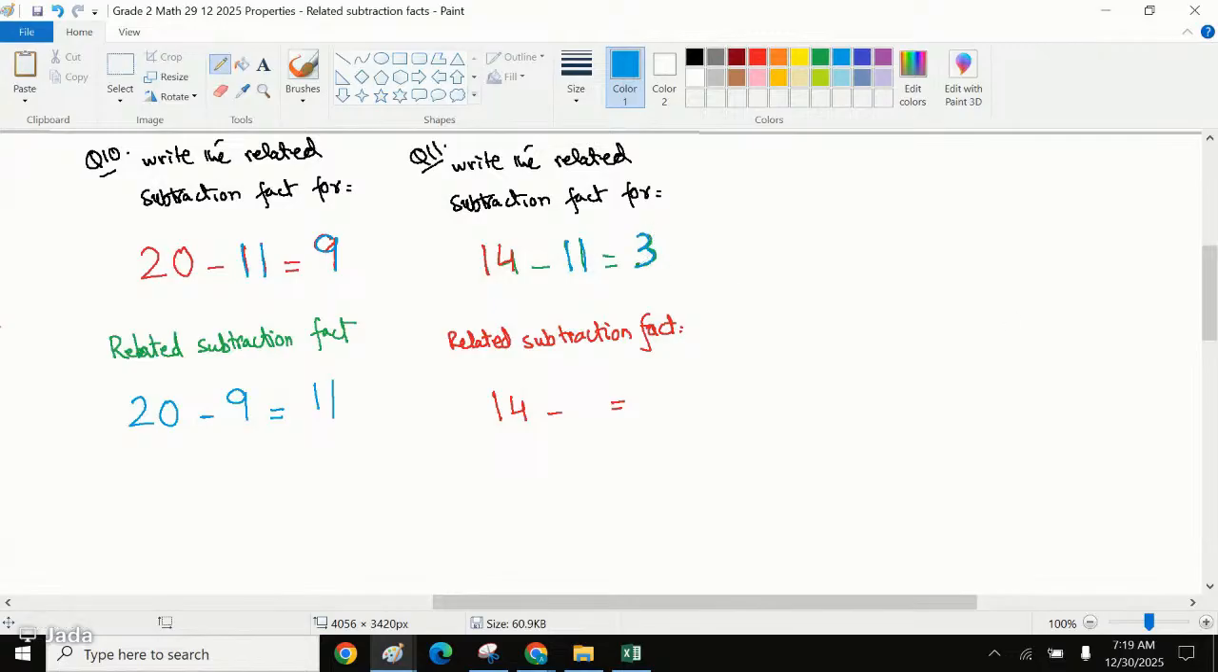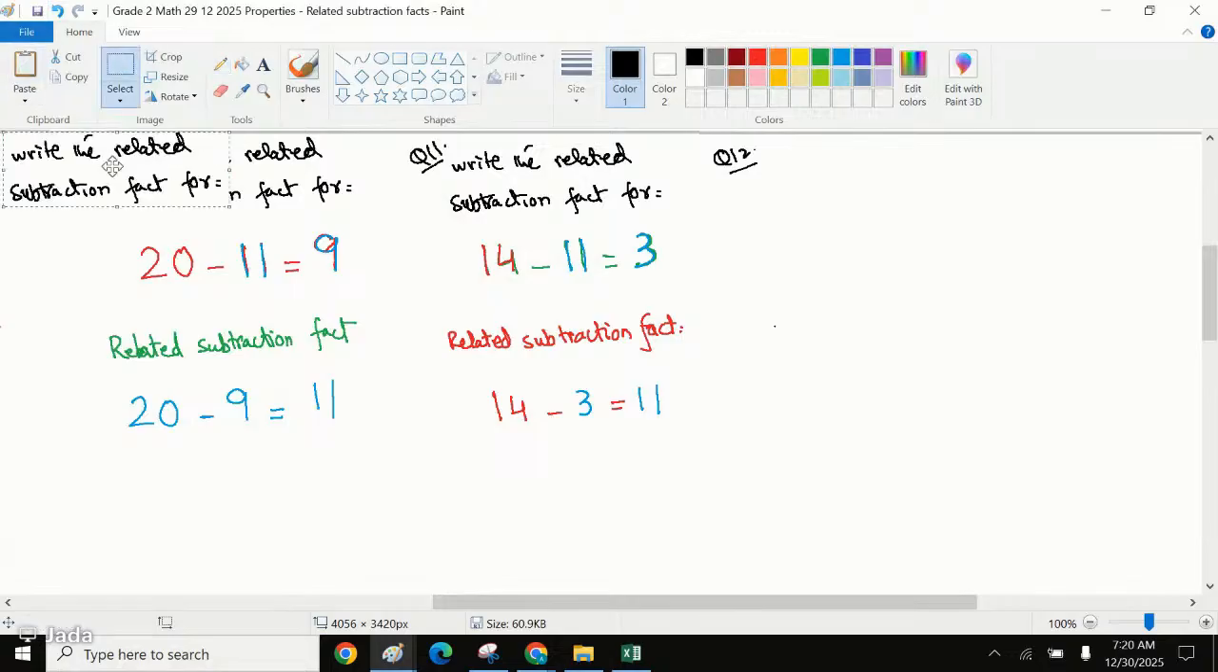So 14 minus 11 was 3. Thank you, Aiken. Then 14 minus 3 would be equals to 11. Right? Vice versa. It's the same thing. Right? Thank you for the answer. We move on to the next question. I hope we all are on the same page. We understood that. And if there are any questions, please let me know.